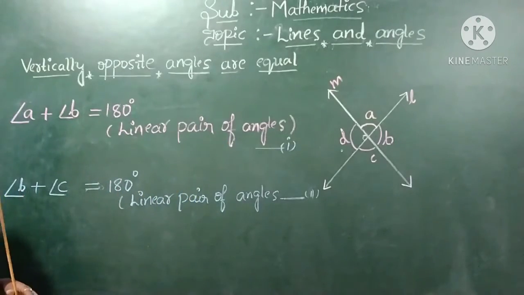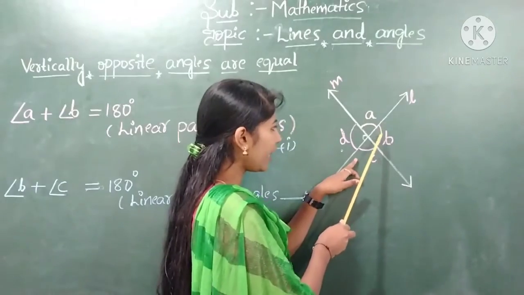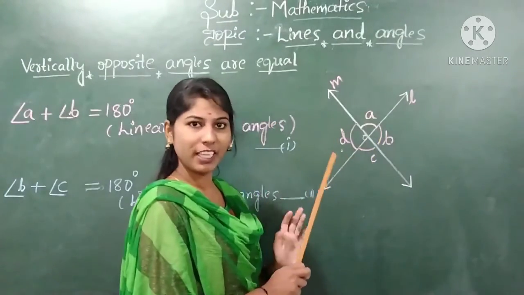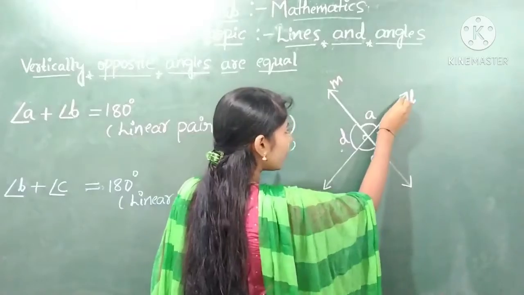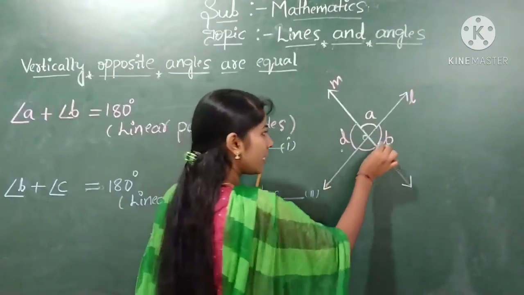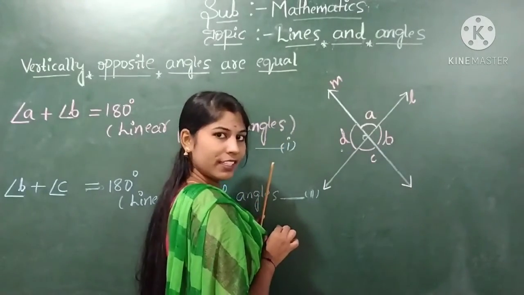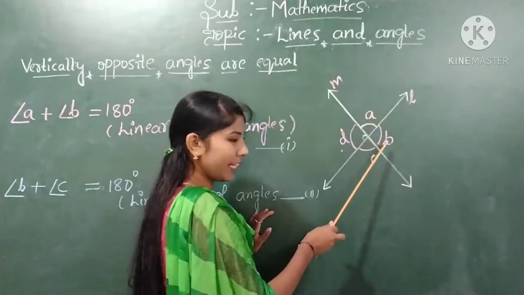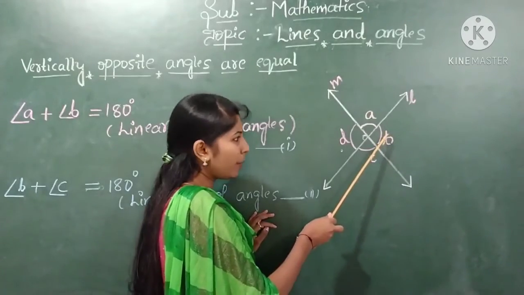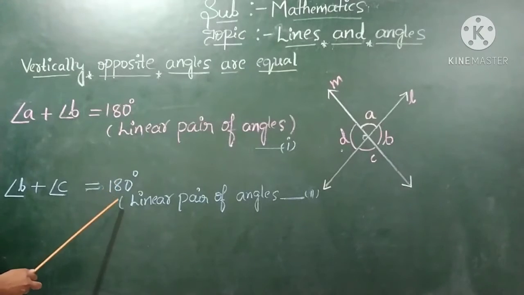Linear pair of the angles. And observe here, this angle B and angle C is also a linear pair of angles, whose sum is 180 degrees. Angle B and angle C, the sum is also 180 degrees.